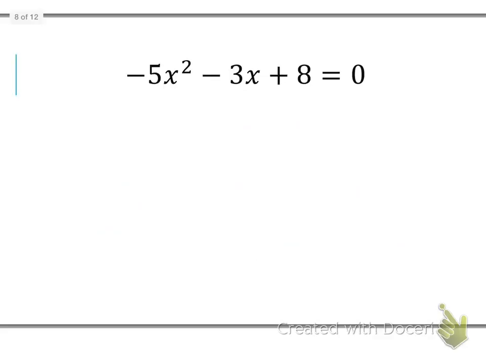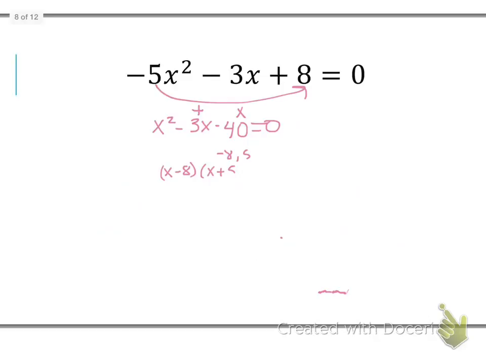Okay, so first off, is there a GCF? It doesn't look like they have anything in common, so let's go ahead and send this negative 5 back. So I got x squared minus 3x minus 40 equals 0. So what multiplies to give me negative 40 and adds to give me negative 3? So negative 8 and positive 5. So I got x minus 8, x plus 5, but we need to undo what we sent back, so divide both by negative 5. And simplify if we can.